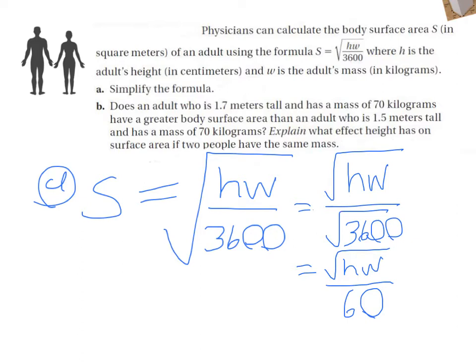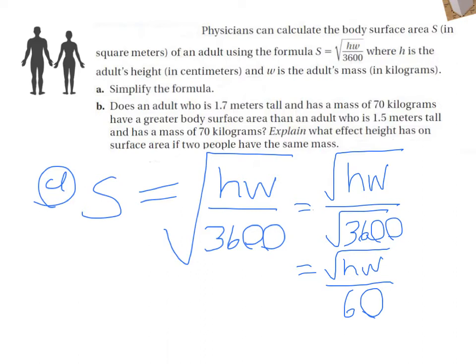There's part A. Now, for part B, it reads, does an adult who is 1.7 meters tall and has a mass of 70 kilograms have a greater body surface area than an adult who is 1.5 meters tall and has a mass of 70 kilograms? So please note, they both have the same exact mass, but they're not the same height. The first adult is 1.7 meters tall, while the second adult is 1.5 meters tall. So we're going to see if that has an effect on the body surface area.